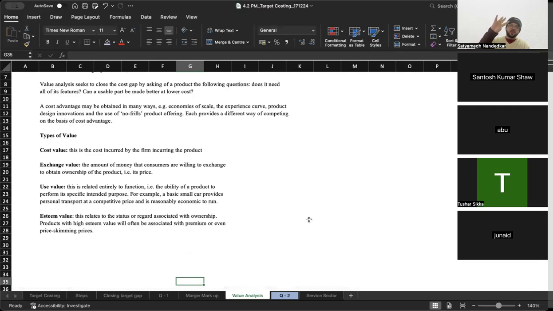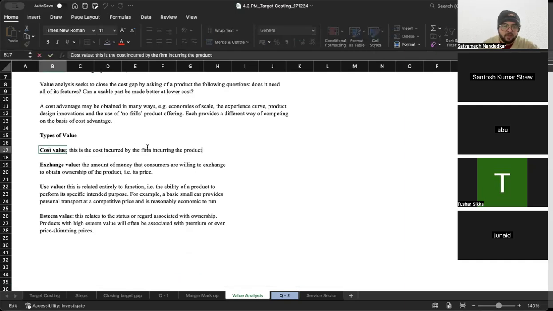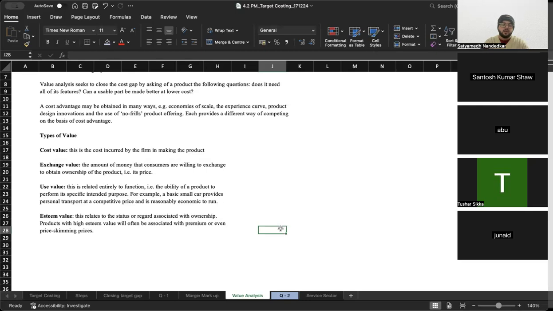They have spoken about four types of value. The first one is cost value. This is the cost incurred by the firm in making the product. Exchange value is the amount of money that consumers are willing to exchange to obtain ownership of the product. That is the price that they are willing to pay for a product, known as exchange value.